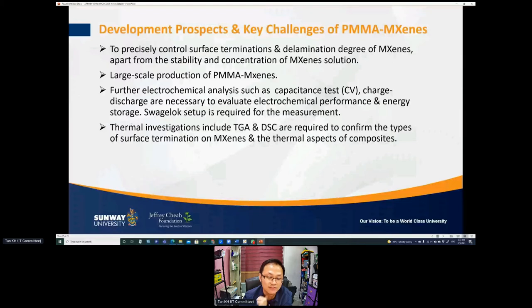These are the necessary tests to evaluate the electrochemical performance of the thin film. And of course, we will include certain thermal investigations, such as TGA and DSC, which can help us confirm the type of surface terminations on the MXene. We can use XPS as well, and we plan to use it. Once we identify the surface terminations on the MXene, it will be better for us to control its properties. But for this work, the possible surface terminations on the MXene are mostly hydroxyl, OH, and also fluoride, F, because during the etching process we used ammonium bifluoride. That's why some of these termination ions are there.